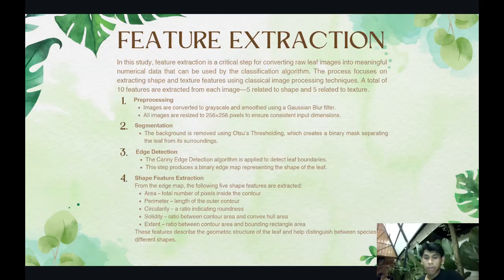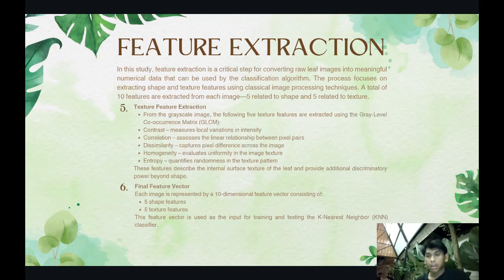These features describe the geometric structure of the leaf and help distinguish between species with different shapes. And number five, texture feature extraction. From the grayscale image, the following five texture features are extracted using the gray level co-occurrence matrix, or GLCM: contrast, correlation, dissimilarity, homogeneity, and entropy.